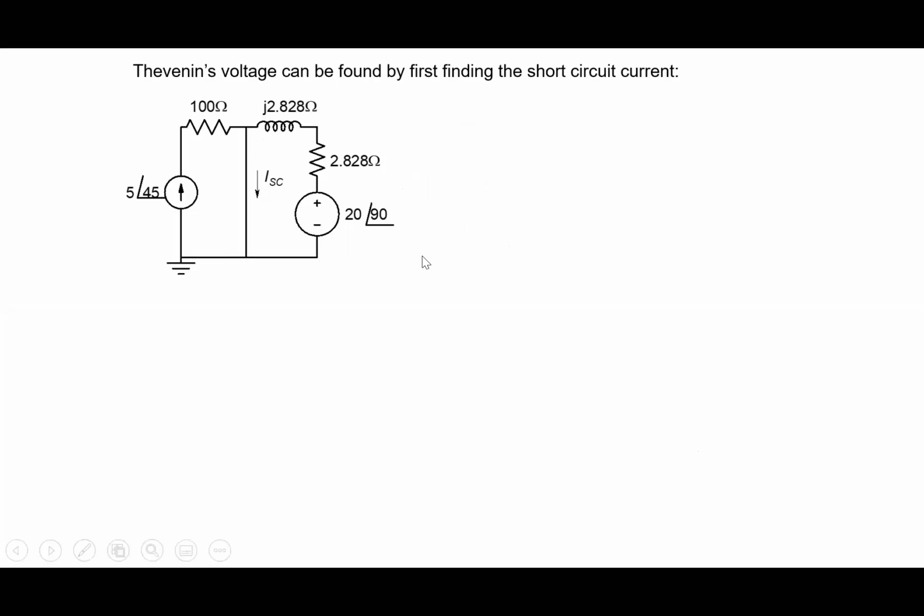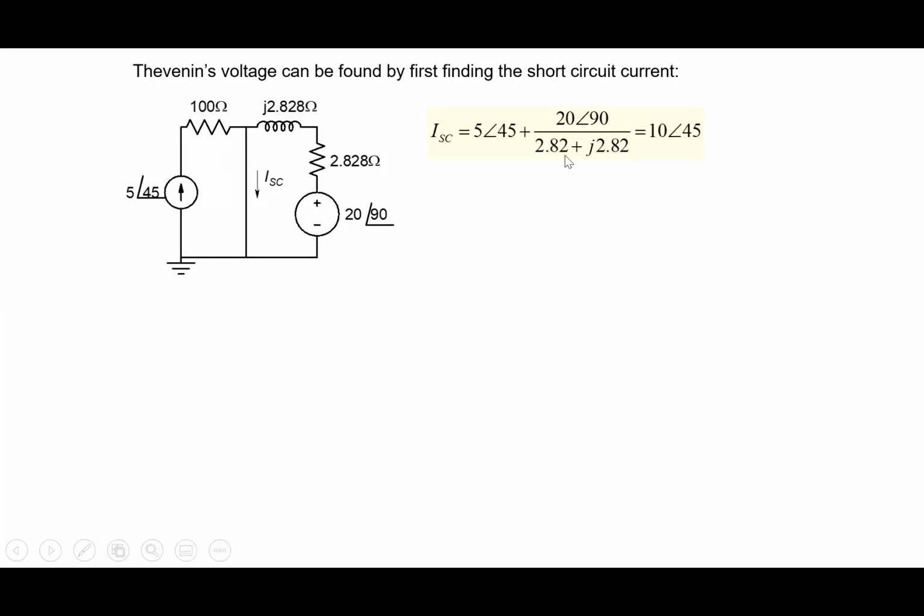All right, okay, so let's find the short circuit current. So we short these two, and then the short circuit current becomes straightforward. This 5 angle 45 will obviously flow here, and then the current from this side will come and flow into this short circuit here. So that current is simply this voltage divided by the net impedance here.